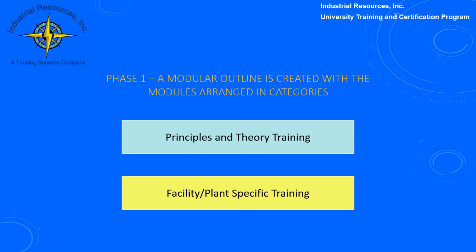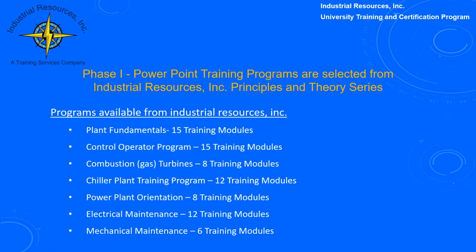During Phase 1 a modular outline is created with the training modules arranged in categories. The first category is principles and theory training and the second is facility or plant-specific training. With the training requirements assessed, IRI determines which of the principles and theory PowerPoints are required. There are currently 76 principles and theory modules available.